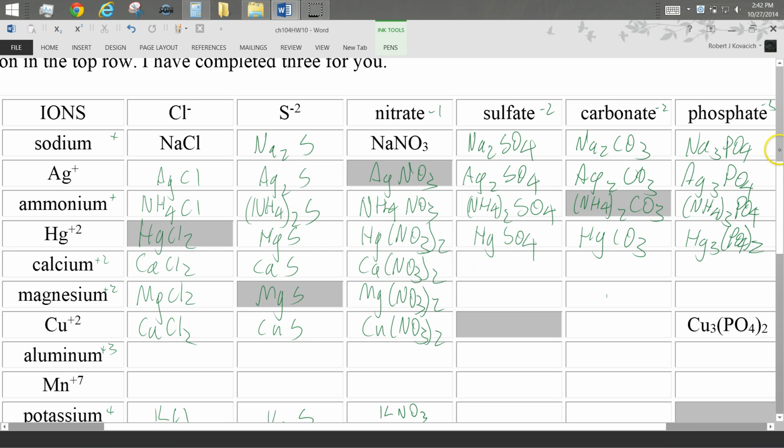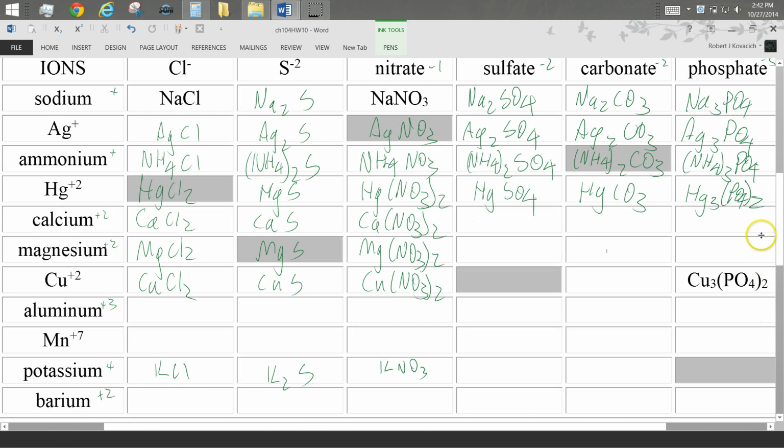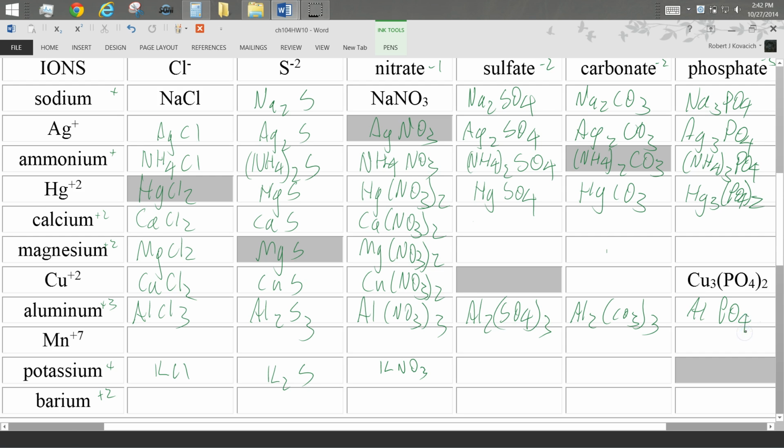Okay. I'm going to move on to the aluminum here. So I've got AlCl3, and I've got Al2S3, and I've got Al(NO3)3, and I've got Al2(SO4)3. I have Al2(CO3)3. And I have AlPO4, since they both have a magnitude of 3.